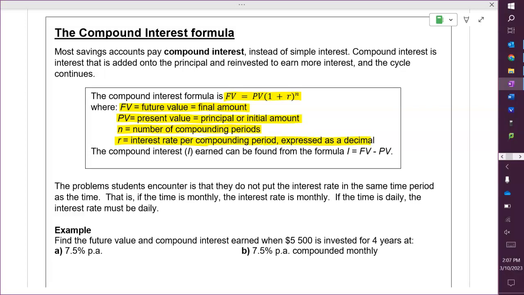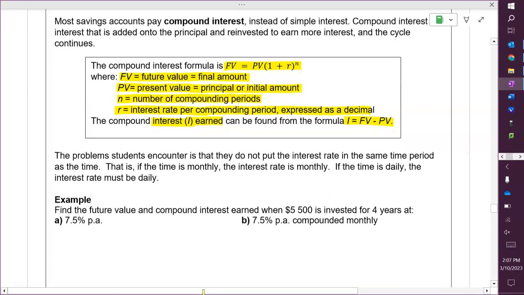From here, you might be asked to not just find what the future value is, but you might be asked, well, what was the actual interest that was earned? So to find the interest earned, it's I equals FV minus PV. So what our future value was, and we take away what our present value or our principal amount was. The problem that we sometimes encounter with this is that the interest rate and the number of periods may not be in the same unit. So it might say it's compounded monthly, but the interest rate is per year. So you need to do some calculations if you come up with that situation.